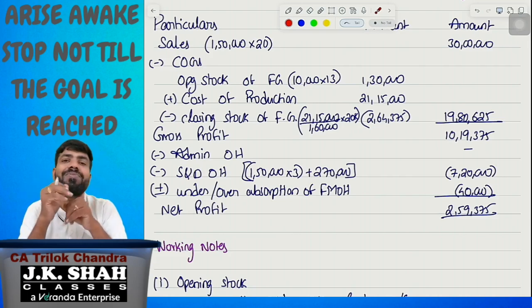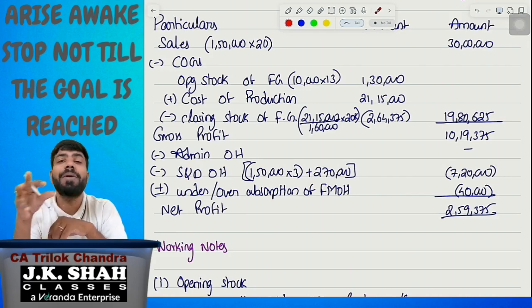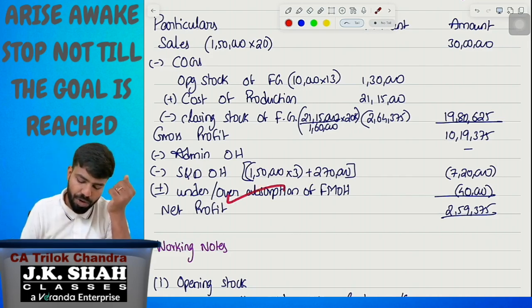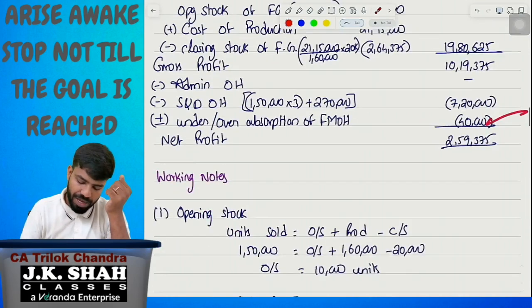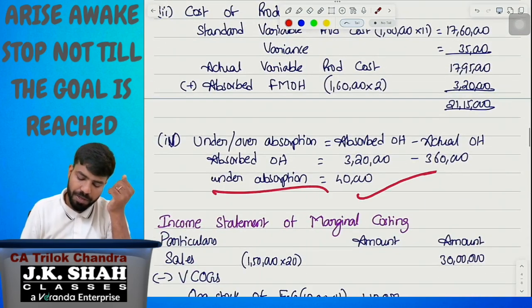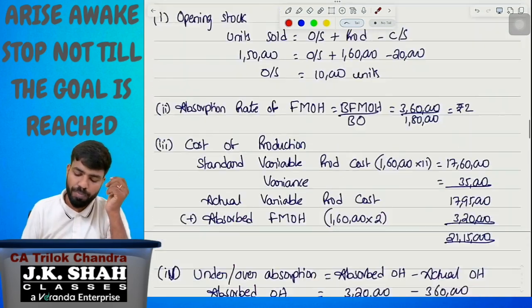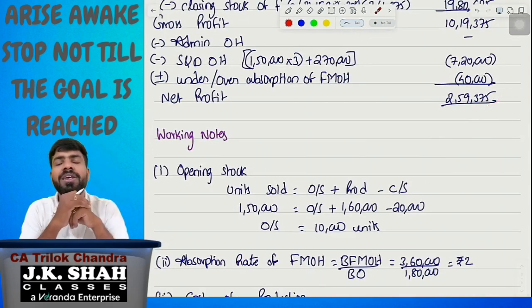3,20,000 accounted in place of 3,60,000. There is an under accounting. So now we are accounting 40,000 in the name of under accounting or under absorption. So look at here, under or over absorption of factory overhead, it's actually under absorption. Under absorption 40,000 that we are accounting. So profit, how much are we getting? 2,59,375.